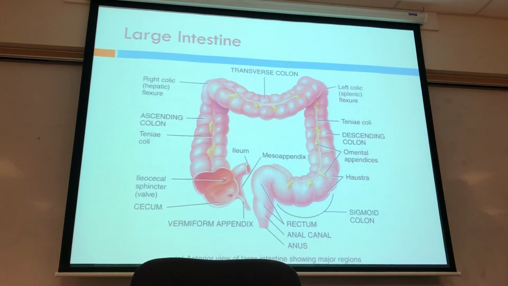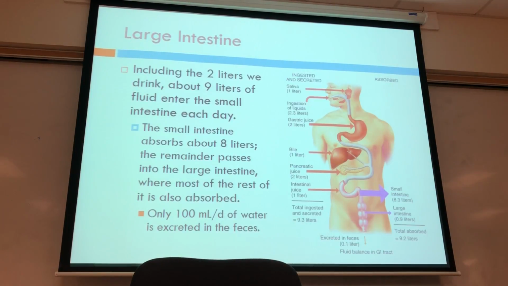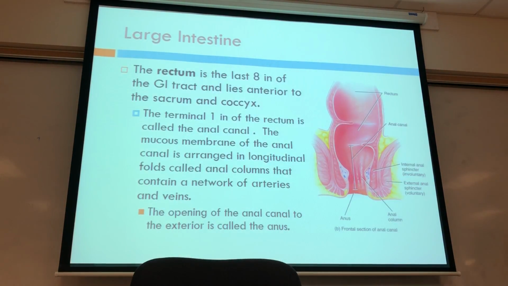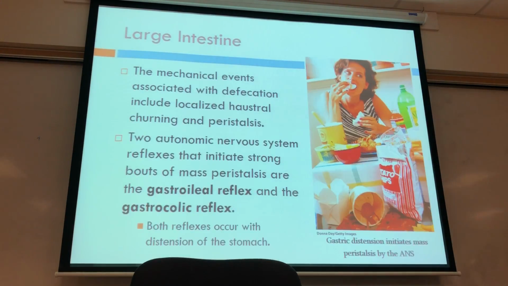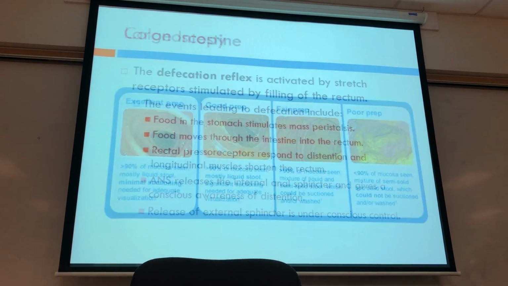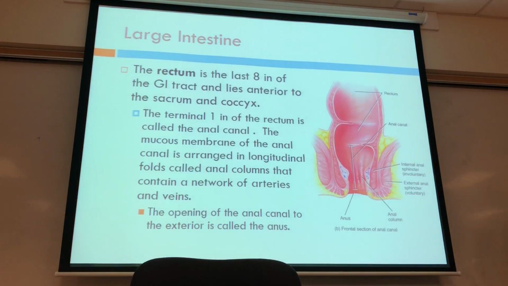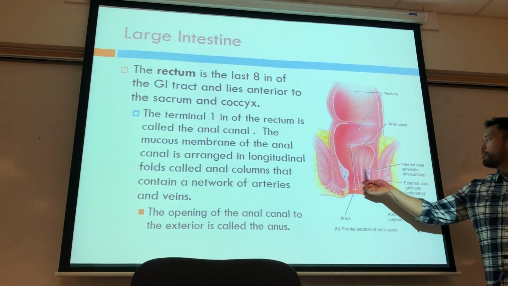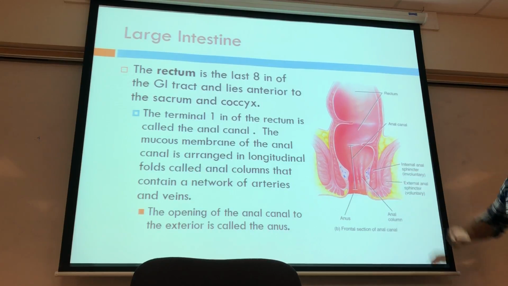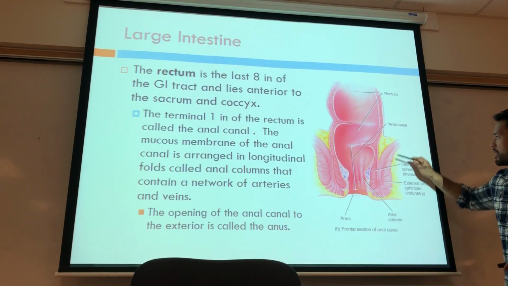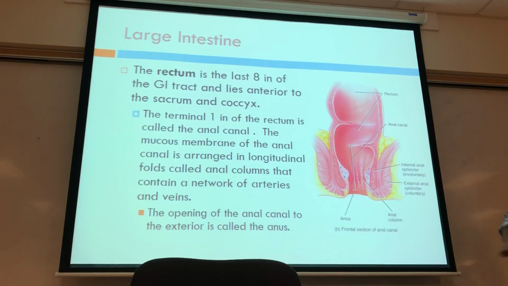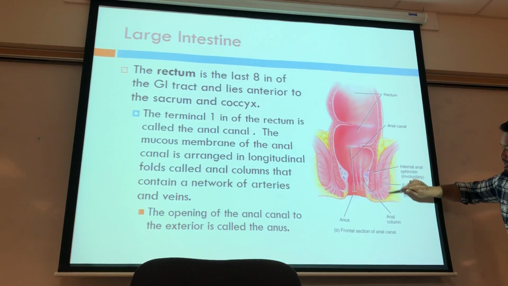So with that, moving on to the last portion, I will talk about the defecation reflex. The one thing on here that I want to talk about is the internal anal sphincter as well as the external anal sphincter. So there are two sphincters present in the muscularis layer. The internal anal sphincter is a little bit deeper. The external anal sphincter is the muscle that surrounds it.